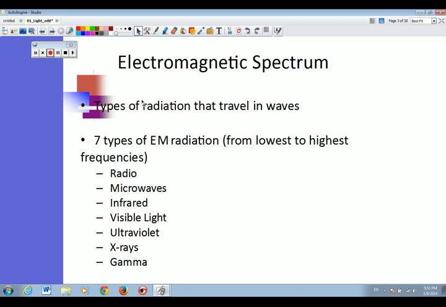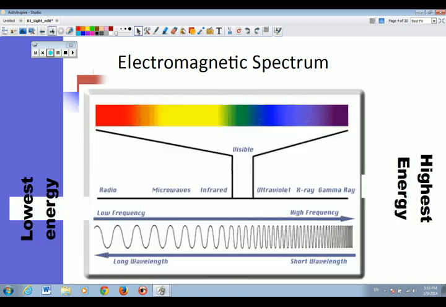So what are we looking at? The EM spectrum: types of radiation that travel in waves. Radio waves, microwaves, infrared, visible light, ultraviolet, X-rays, and gamma rays. You have probably had some of these in chemistry last year. This is the entire electromagnetic spectrum, okay? And this is a breakdown here of visible light in the middle.